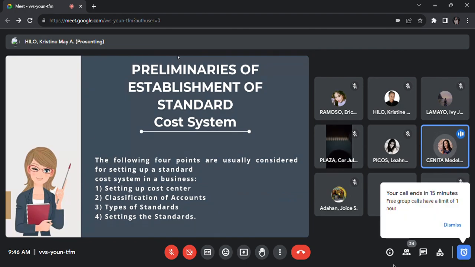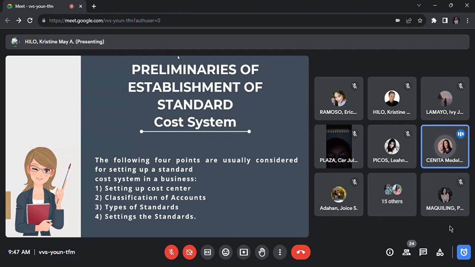Preliminaries of establishment of standard cost system. The following four points are usually considered for setting up a standard cost system in a business. So, the preliminaries of establishment of standard cost system: a standard costing system may be used to control costs, which is achieved mainly by setting standards for each type of cost.